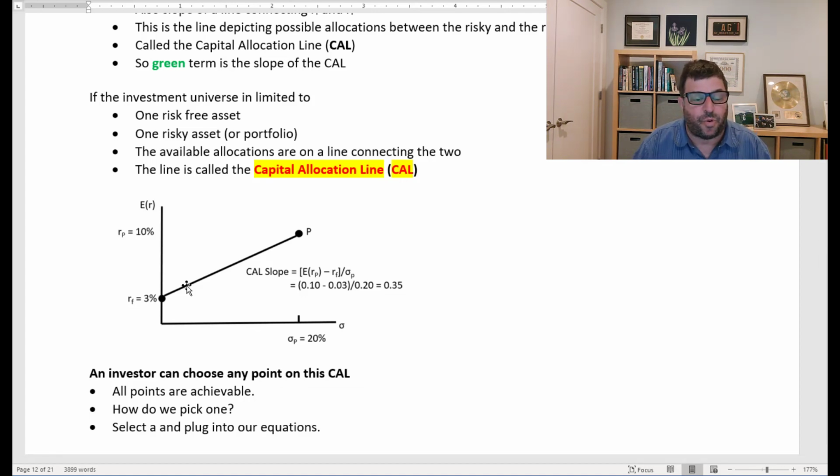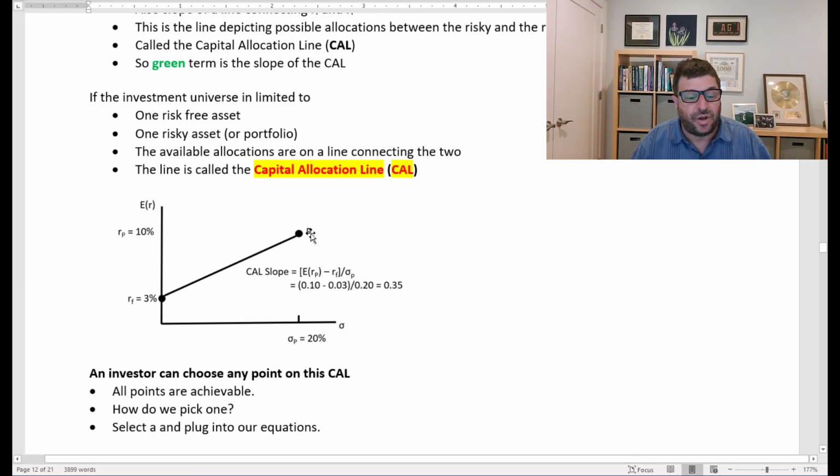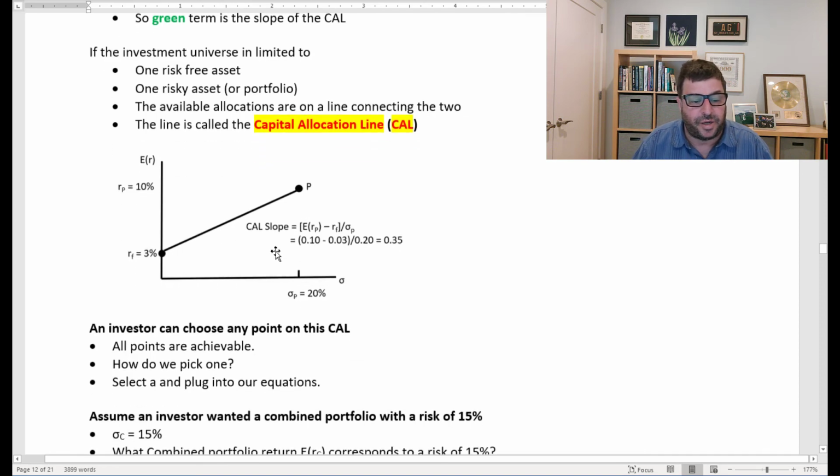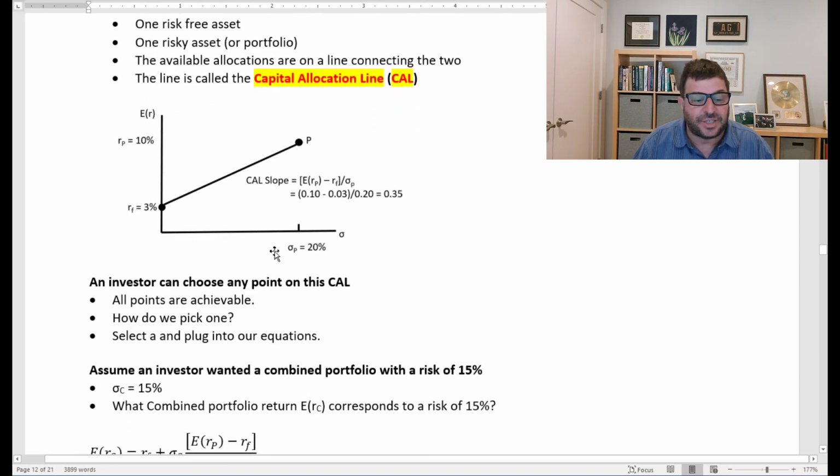Now, here's the point. All of the spots on this line are achievable given our investment rules. The question is, how do I decide where I want to be? How do I decide if I want to be here? How do I decide if I want to be here or somewhere in the middle? And that's what we're going to do next.